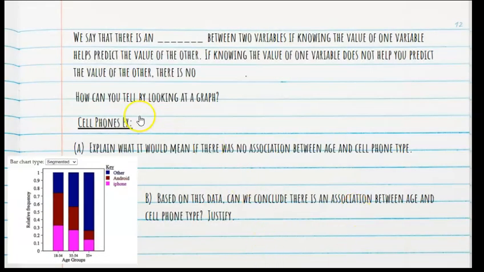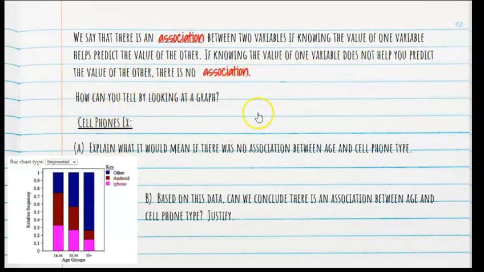Now, what do we do with this? Well, we analyze these bar charts, or segmented bar charts, to see if there's an association between the two variables. So we say that there is an association between two variables if knowing the value of one variable helps predict the value of another. If knowing the value of one variable does not help you predict the value of the other, we say there is no association. It's that simple.